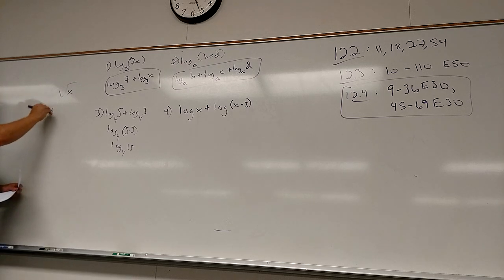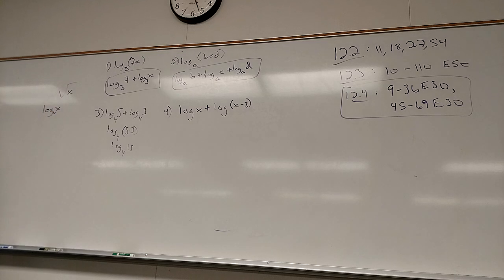So when you see a log with no base, it's understood to be base 10, probably because our number system is based on 10, because we have 10 fingers. If we had 8 fingers, we'd have a very different number base. We wouldn't have the number 9. Anyway, don't think about that too much.